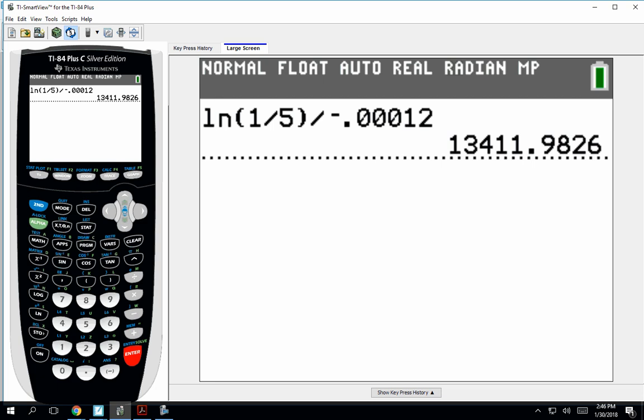So 13,411, not dollars, 411.9826 what? Years. Yeah, how do we know it's years? Couldn't it have been minutes? Very good. The half-life is 5,760 years. So that's how we determined k, based off of years. Excellent. That's why we know this is years. So really not all that old compared to other things.